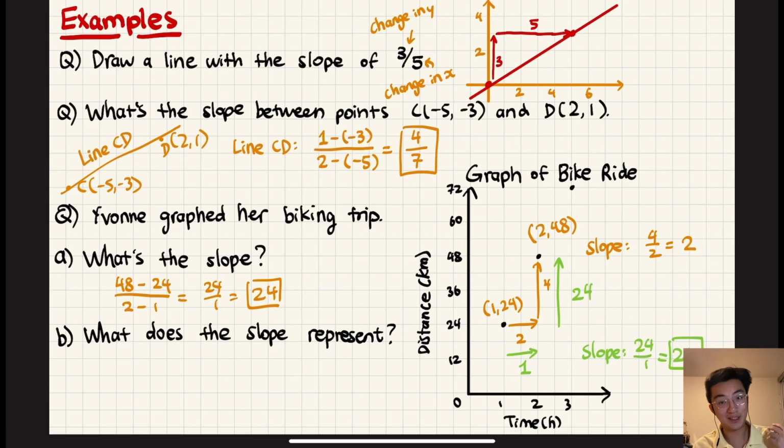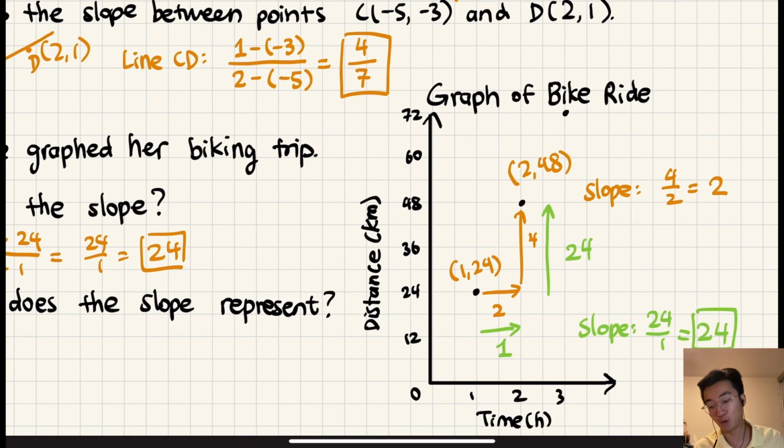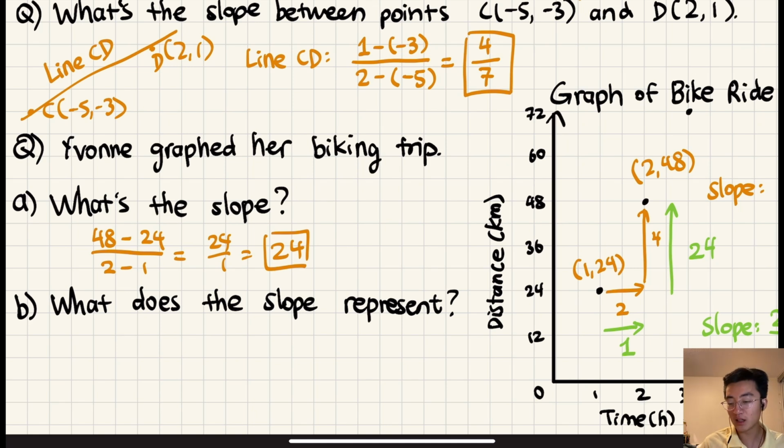which is 24. So as we can see, using algebra is a lot easier because we can just plug it in. It doesn't matter what the scaling is, whereas with graphs, we have to really think about, okay, this is not going up by 1, this is going up by 5. So now what does the slope represent?